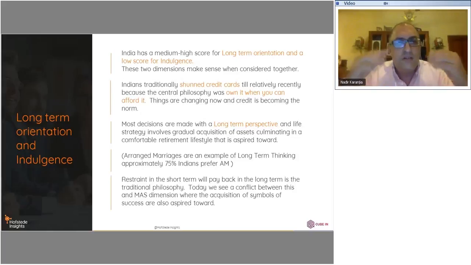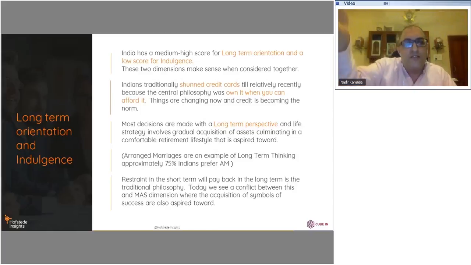Another very interesting concept about both the dimensions, uncertainty avoidance and long-term orientation, as well as indulgence and restraint, is arranged marriages. Arranged marriages in India are pretty much the norm. About 75% of Indians prefer, this is an important word, prefer arranged marriages. This shows you the karmic philosophy that this is destined, that we are fatalistic people. This is planned, this will happen, there will be certain hiccups along the way, but eventually we'll find our way if we are destined to be together.